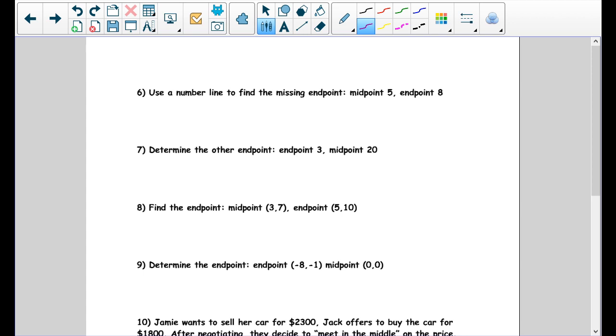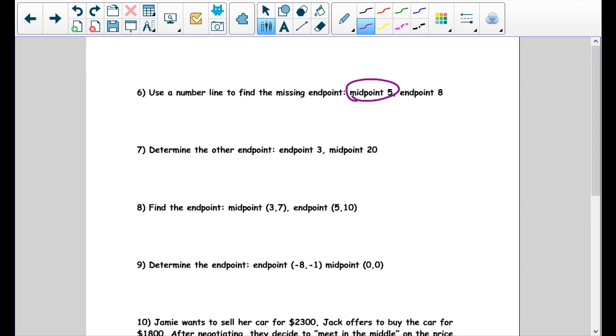So we have these problems now. So now we have a number line. Now they're giving us the midpoints and one of the endpoints, and we have to find the other endpoint. So I'm going to show you what I think is the easiest way to do this.